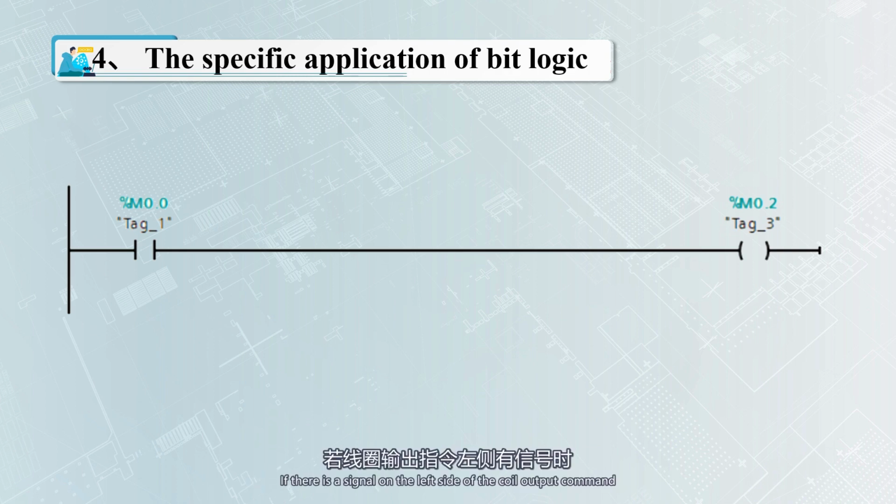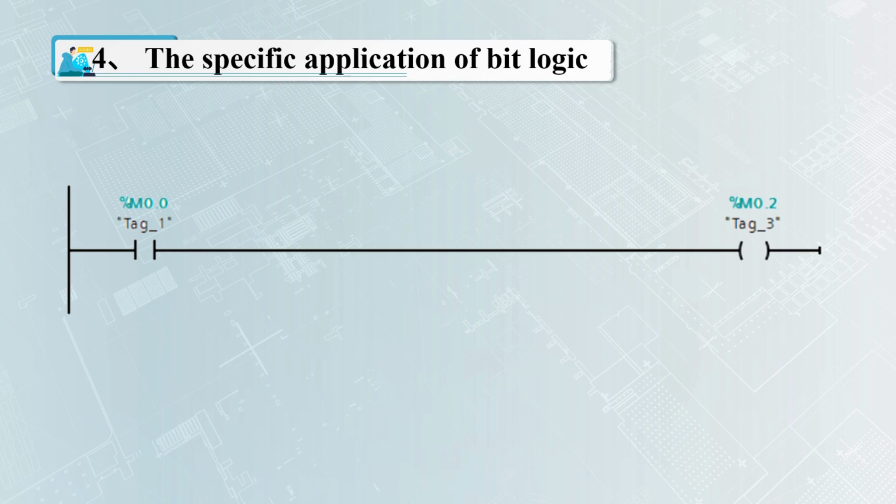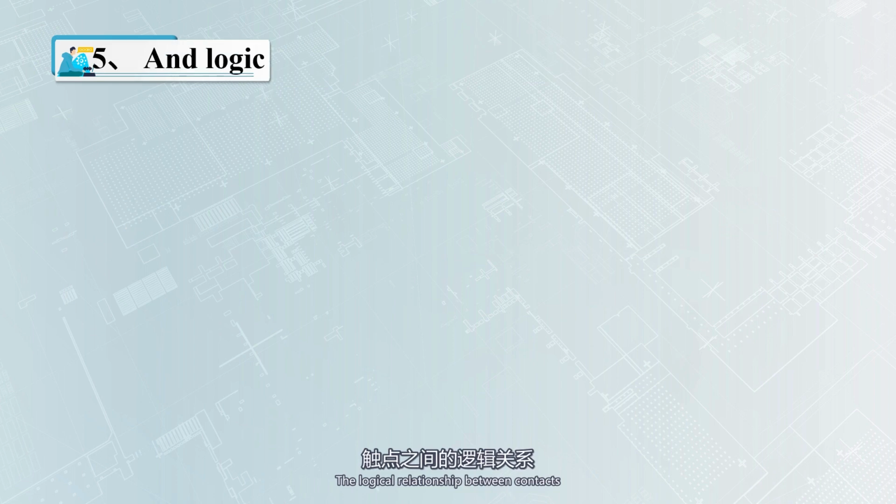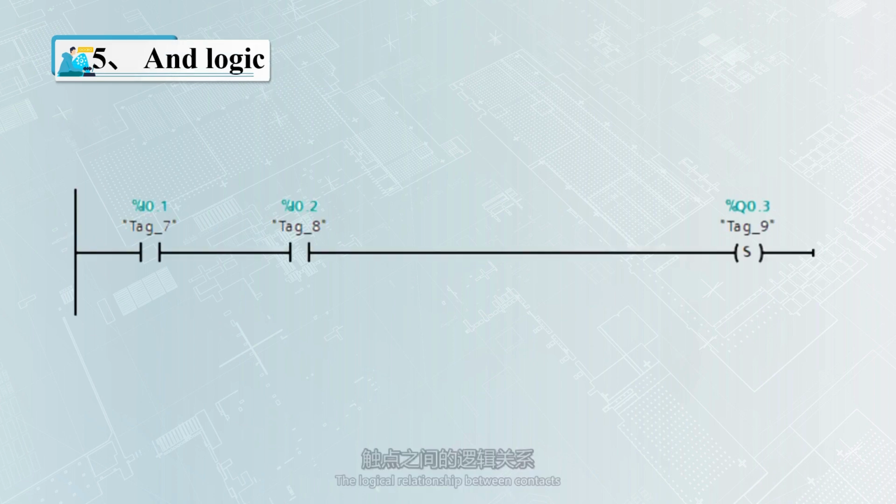If there is a signal on the left side of the coil output command, the coil also has a signal output, that is, the Boolean value is 1. Conversely, if there is no signal on the left side, the coil also has no signal output, that is, the Boolean value is 0. The logical relationship between contacts.